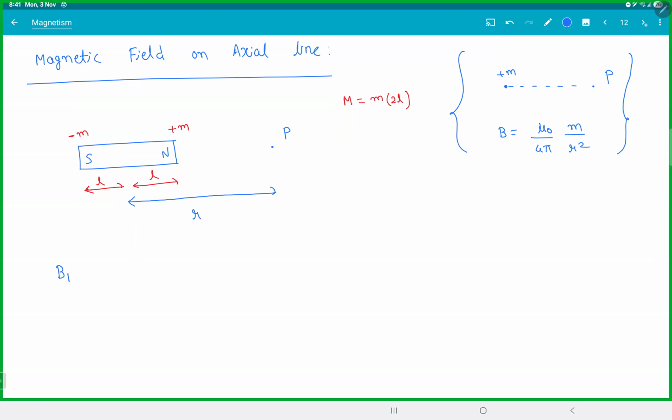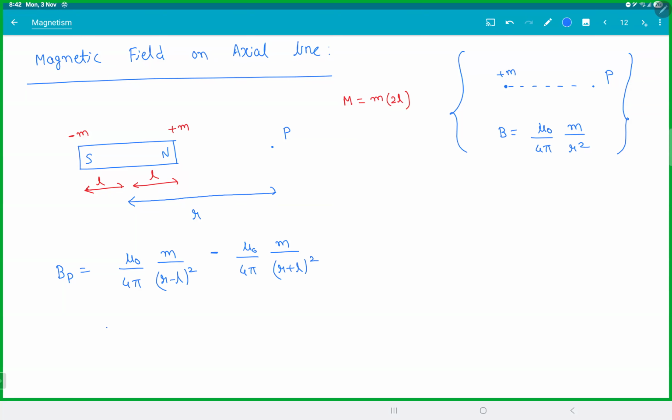So the magnetic field at point P, the plus m will give you a field mu naught by 4 pi, small m, what is the distance? R minus L whole square. R is the distance from the center of the magnet. What about the negative one? Mu naught by 4 pi, m, the distance is R plus L whole square. Now we are getting why the distance is taken as 2L. Because of this. Otherwise here L by 2 will come, it will look dirty.